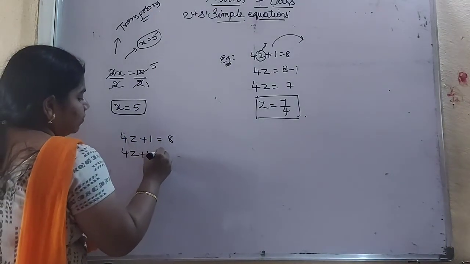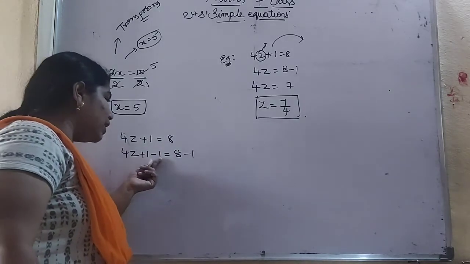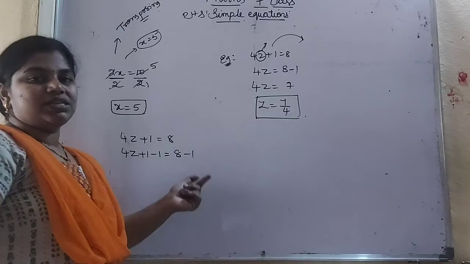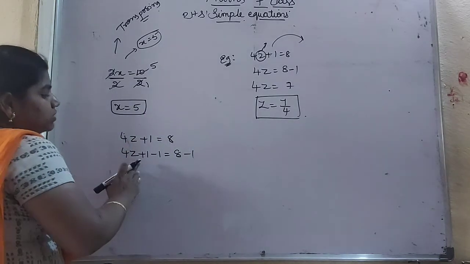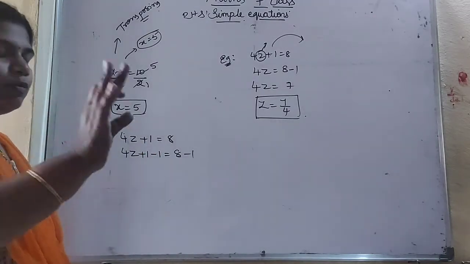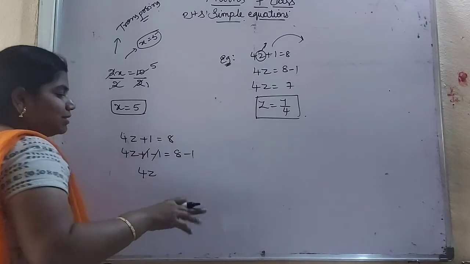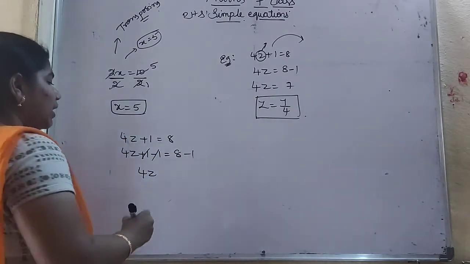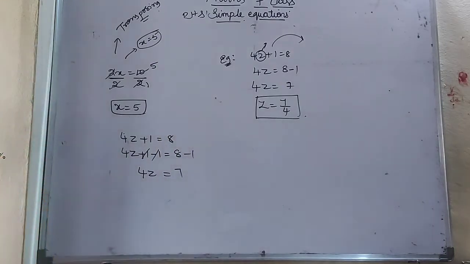4z plus 1 minus 1 is equals to 8 minus 1. So this minus 1 I am equating on both the sides, that is the LHS part as well as the RHS part. If you see this, plus 1 minus 1 will become 0. Now that one part is removed. So 4z plus 1 minus 1 will be cancelled because that will become 0 there. Equals to 8 minus 1 is how much? 7. 8 minus 1 is 7.